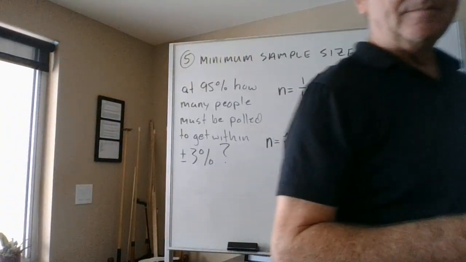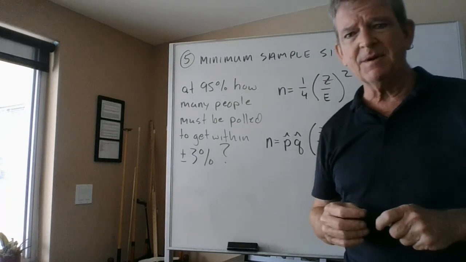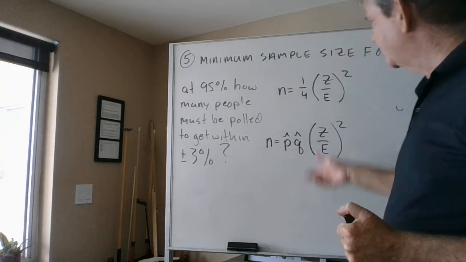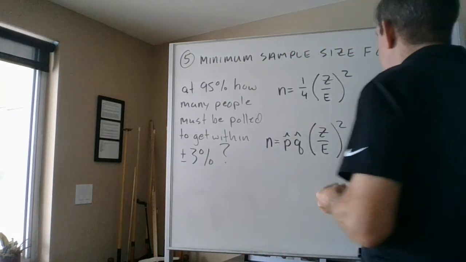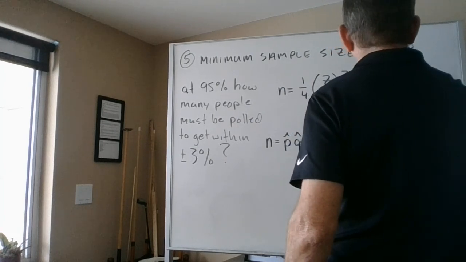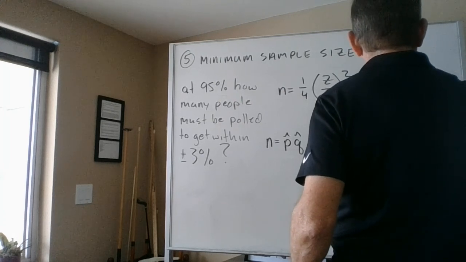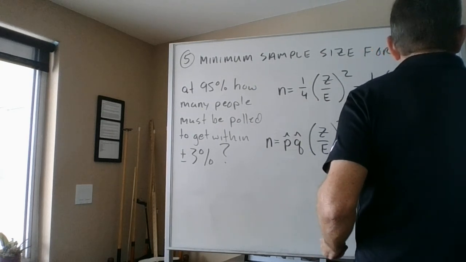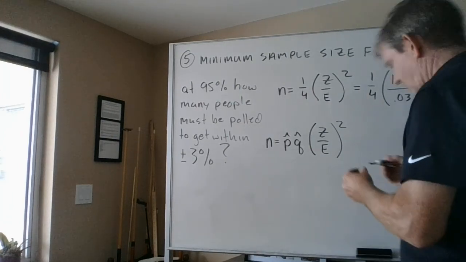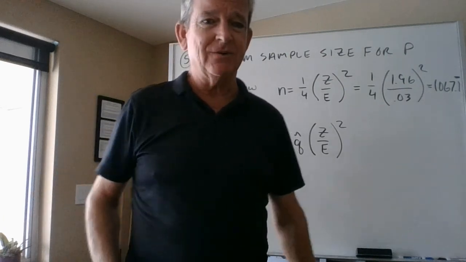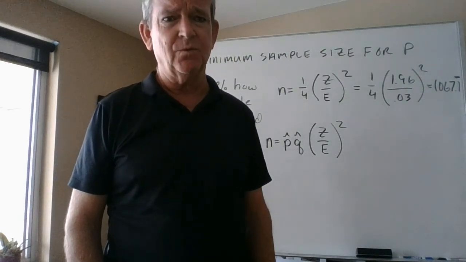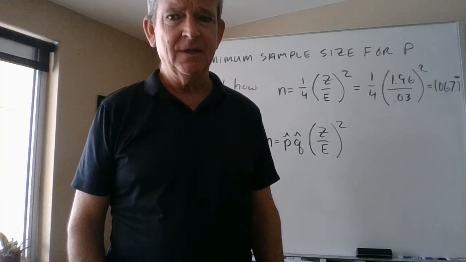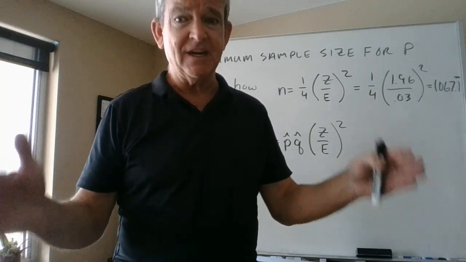There's our question. At 95% confidence, how many people do we have to poll to get within plus or minus 3%? All right. If we have no other information, we're going to use this one. I've done this problem so many times, I already know the answer. It's 1,067.11111 repeating forever. So you have to ask 1,068 people to get plus or minus 3% error at 95% probability.